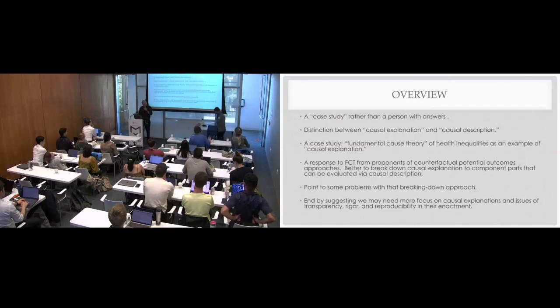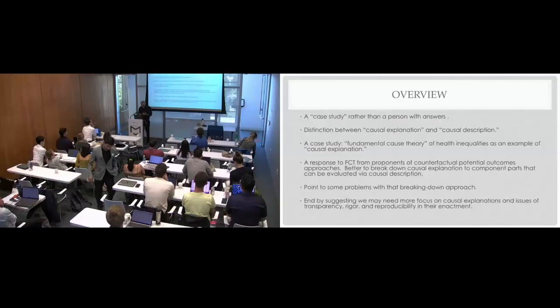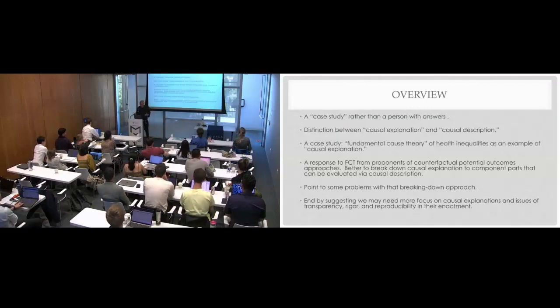I'm going to point to what I see as problems with that breaking down approach and then end by suggesting that we may need more focus on what I'm going to call causal explanations, and there'll be issues of transparency, rigor, and reproducibility in their enactment. And how do we think about that? If we decide we like causal explanations at all, you could decide with the people who'll be in contention with me that we don't need them, but here we go.